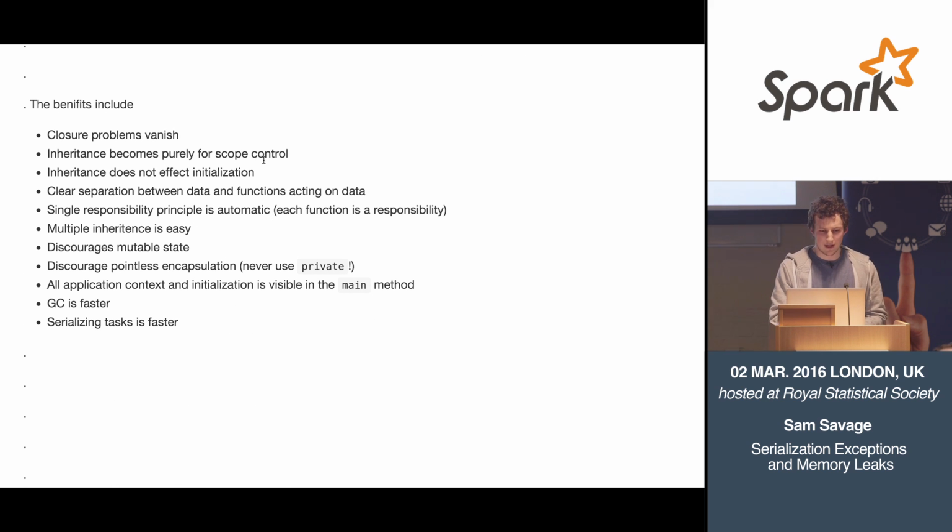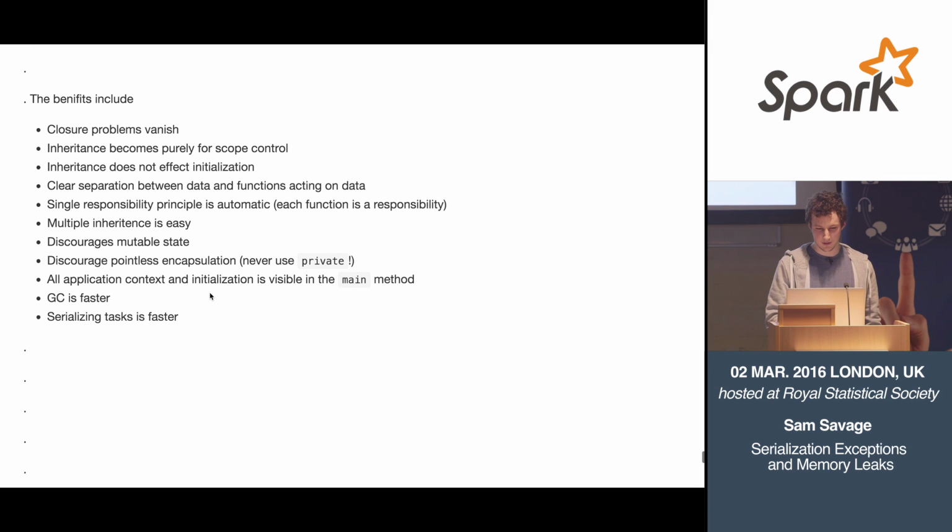So inheritance becomes purely for scope control. Inheritance won't affect initialization order. Clear separation. You cannot break the single responsibility principle because each and every function is its own responsibility and you can't break that. Multiple inheritance is trivial. Discourages mutable state because there's nowhere to put your state. If you've only got vals in methods, where are you going to put your state? You're not going to hide it in a class, you can't hide it in an object. Discourages encapsulation, which is a bad thing, by the way, in functional programming. And all your initialization code goes into your main method or is called from your main method transparently, like your HBase connections, your Spark context, whatever. You don't have to go digging for it.